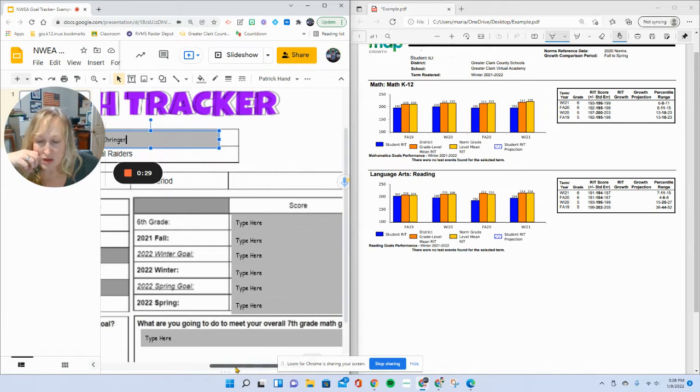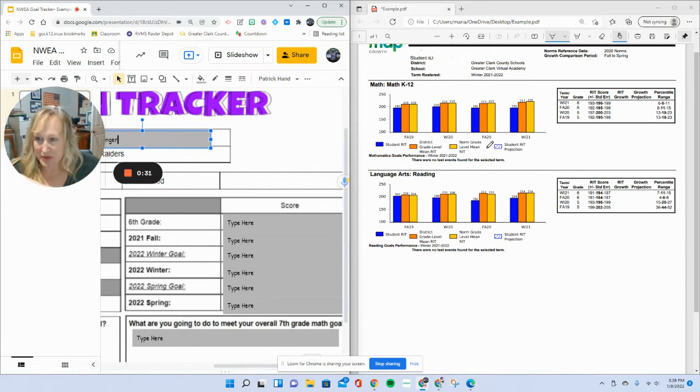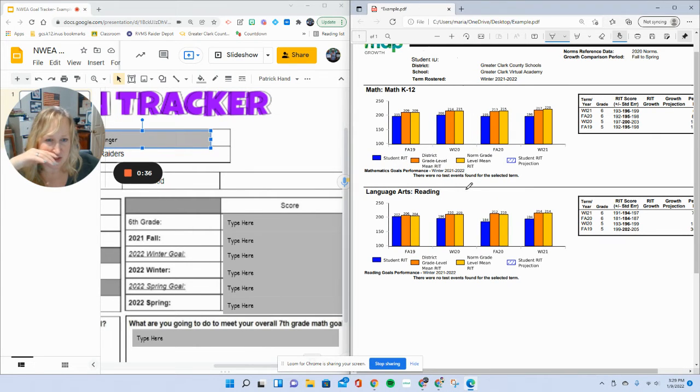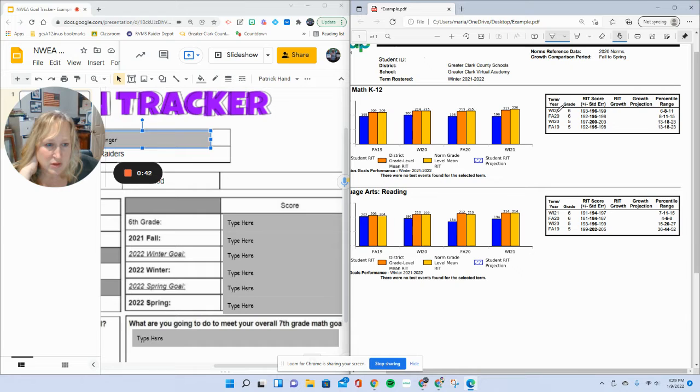Okay. I should have given you a copy of this somehow. So you should be looking at the math portion of it. And we're just going to fill it in. So it tells you right here, sixth grade, and it says winter.